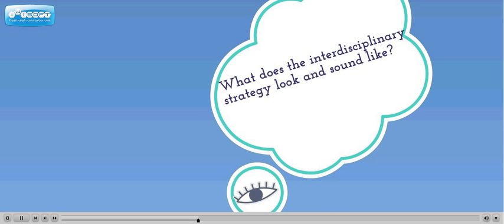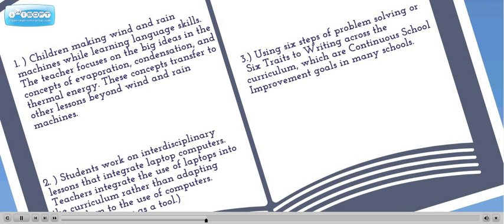For example, students making wind and rain machines would incorporate language skills into their study. The teacher focuses on the big ideas in the concepts of evaporation, condensation, and thermal energy. These concepts transfer to other lessons beyond the wind and rain machines. Please click on the Interdisciplinary Integration bubble for more examples of what this strategy looks and sounds like. Using this strategy will help develop a higher level of thinking than if students focused simply on a subject area content in isolation.